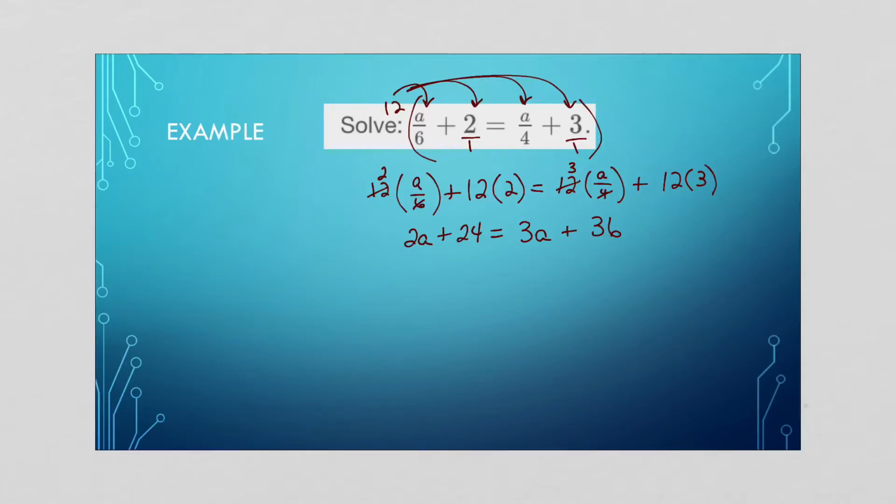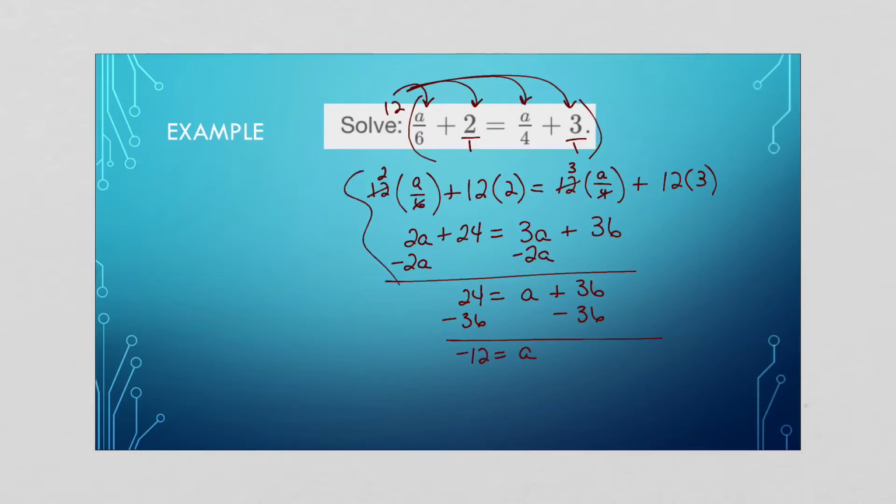So I would now take my smaller variable term and move it to the larger one. So I've got 24 is equal to a plus 36. And now I'm going to subtract 36 from both sides. 24 minus 36 is negative 12.